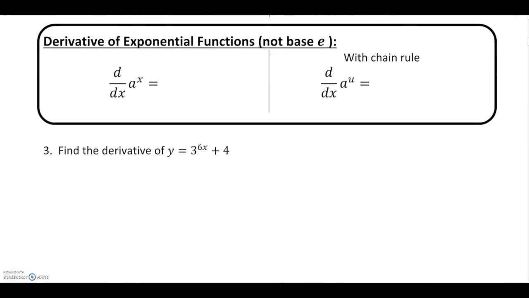One thing we do want to take a look at is, what if I change that base on an exponential to something other than e? Well, it doesn't look much different, but there's going to be a slight difference in how the final result looks. Let's take a look at a quick proof of how we can get the derivative of a to the x, where a is any constant for a base.